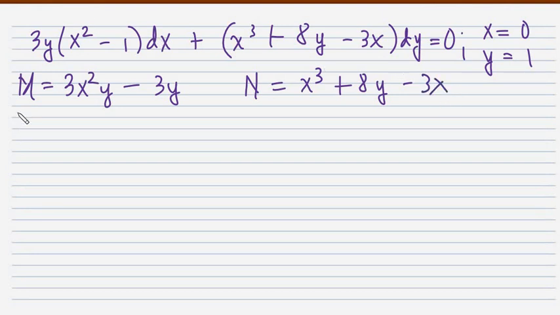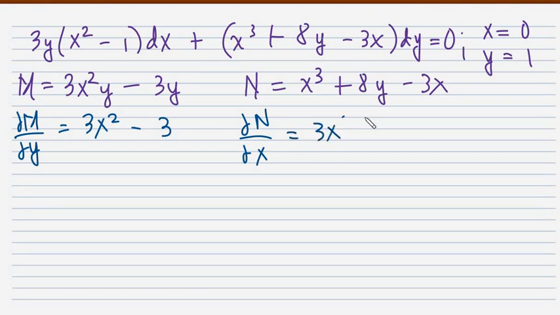Okay, so let's get the partial derivative of M with respect to y. So 3x squared is constant. So the derivative of y is 1, minus 3. The partial derivative of N with respect to x is 3x squared. 8y is constant, so minus 3. So again, the partial derivative of M with respect to y is equal to the partial derivative of N with respect to x, so it is exact.